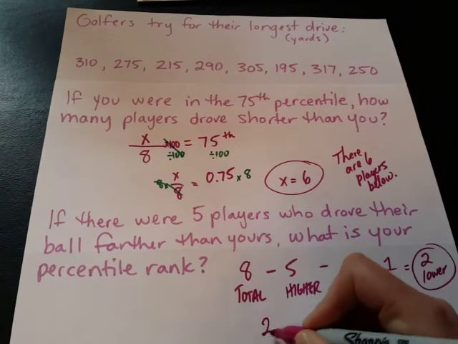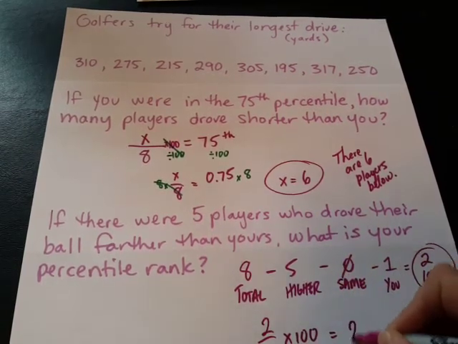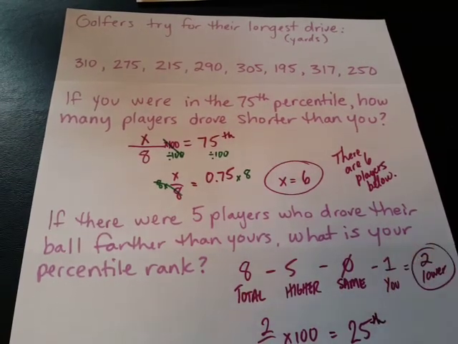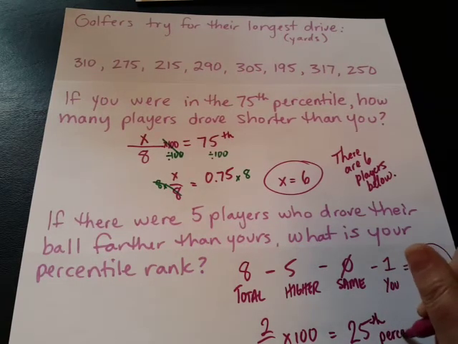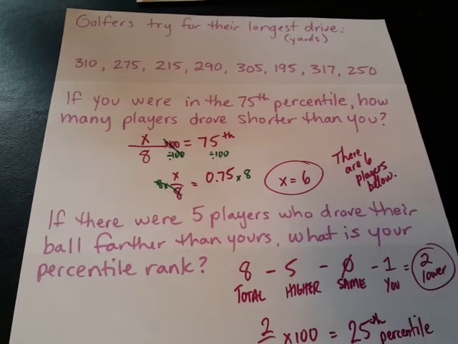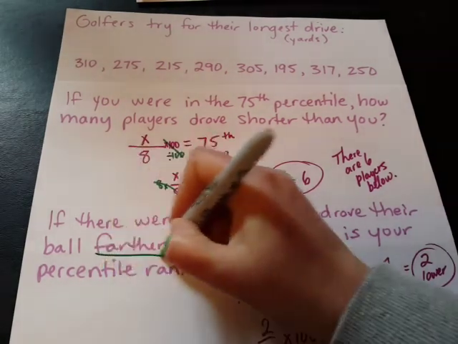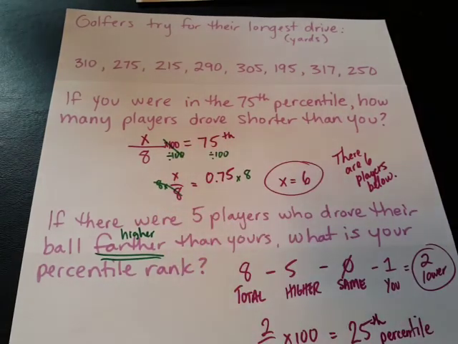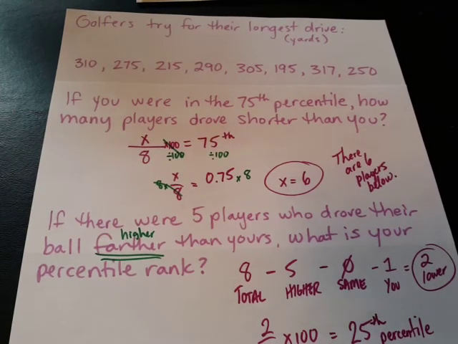And now we can find our percentile rank. So top divided by bottom, times it by 100 to be the 25th percentile. So a little word of warning, when you see words like this, farther or higher or more, that you might have to create your B in order to do the percentile rank.